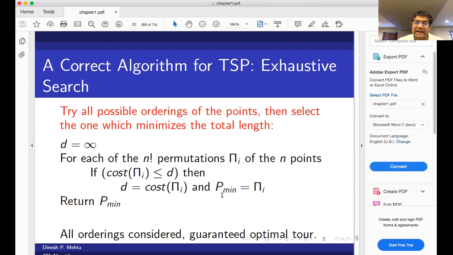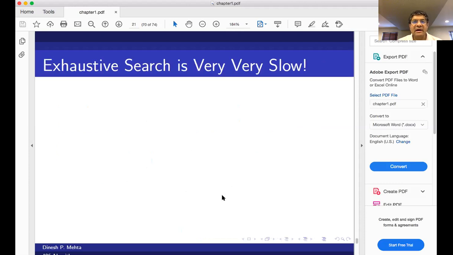Precisely because the algorithm considers all orderings, you're guaranteed an optimal tour. This does not require a complicated proof. It's pretty obvious this is going to give you a correct answer. The problem is that it's potentially extremely slow. So let's explore that idea.